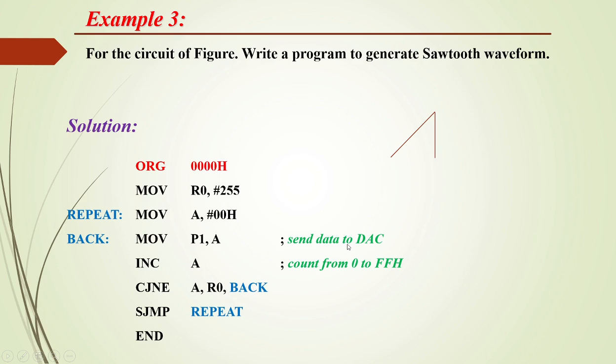So it becomes 0, and again it will increment the accumulator till the content of the accumulator equals 255. So in this way the second ramp will be generated, and again after reaching the value 255H, it will come out of the loop and jump to the location repeat, where the content of the accumulator is again made equal to 0. So in this way the sawtooth wave is generated.